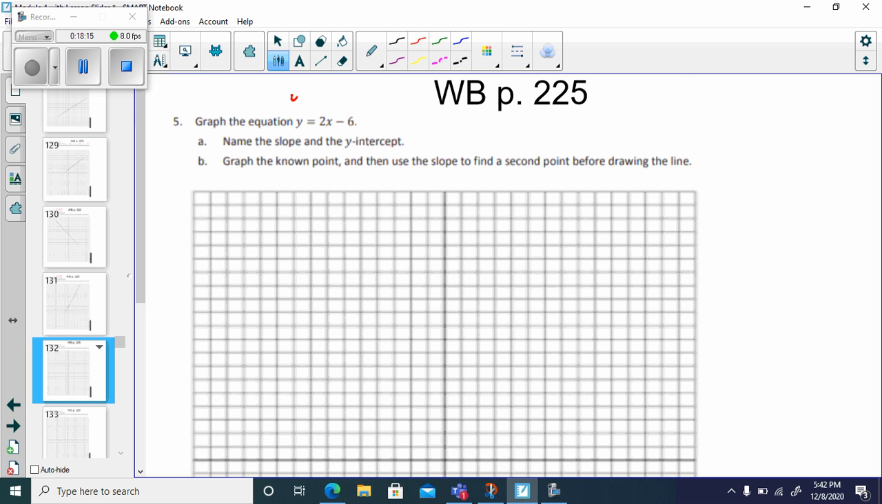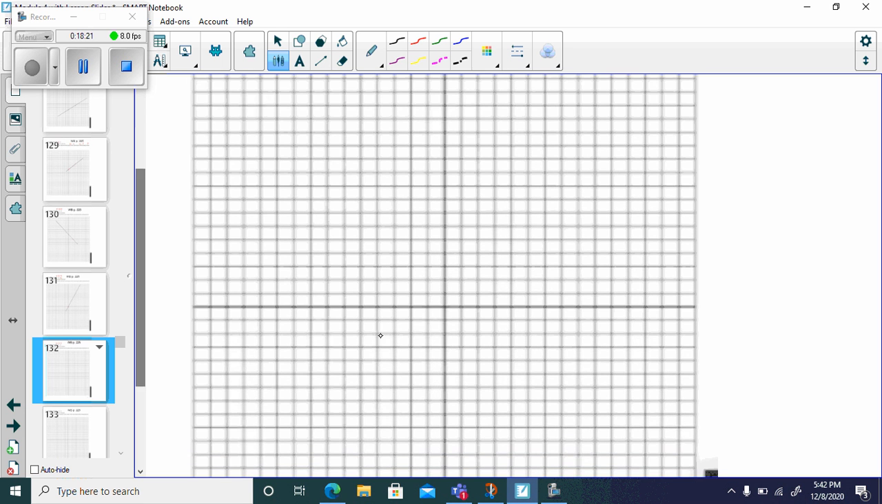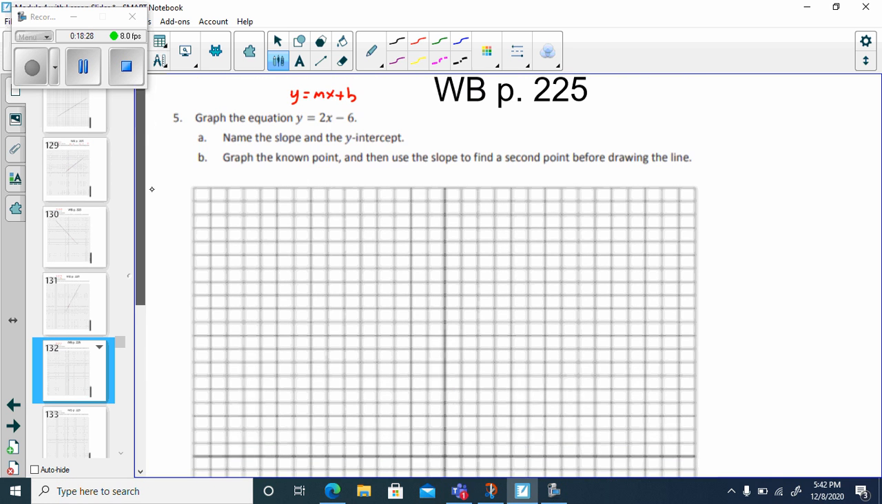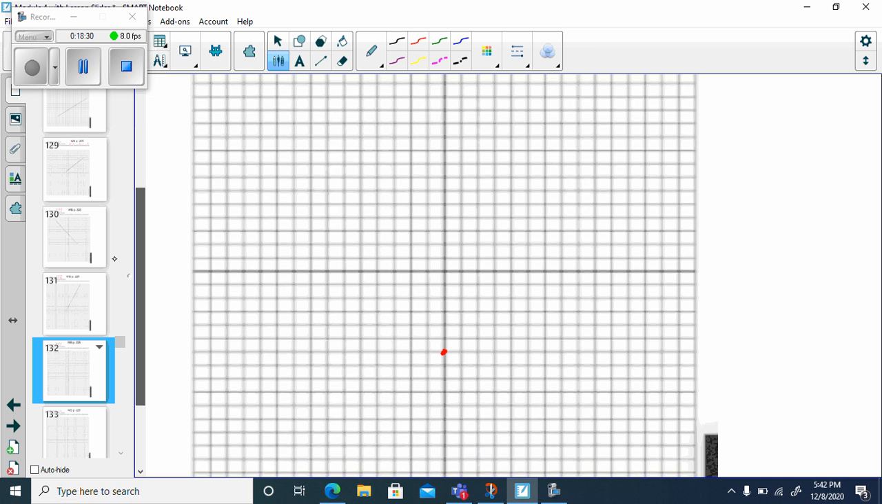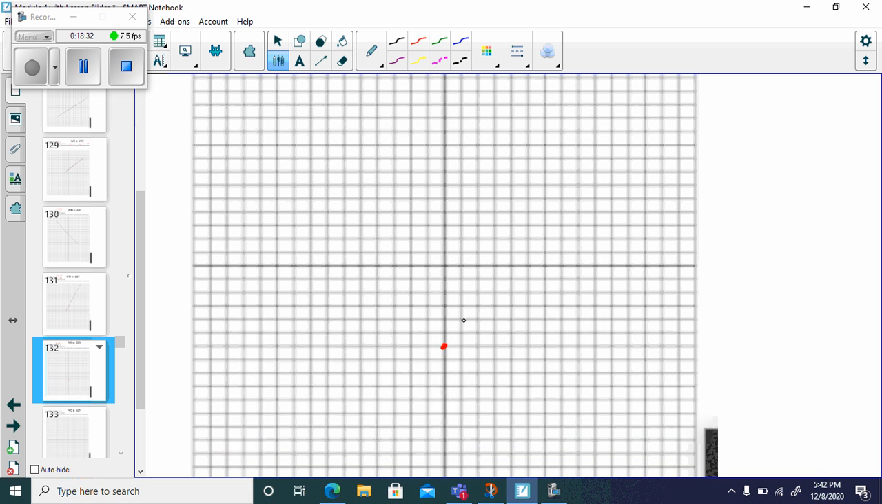Y is equal to 2x minus 6. Remember, y is equal to mx plus b. My b is negative 6, so I'd go down to negative 6. 1, 2, 3, 4, 5, 6. Okay. And my slope was 2. 2 over 1. So from here, I go up 2 and over 1. Up 2 and over 1. Up 2 over 1. See, that's enough points, really, I think, that I can draw a line through. Okay. There's our line.